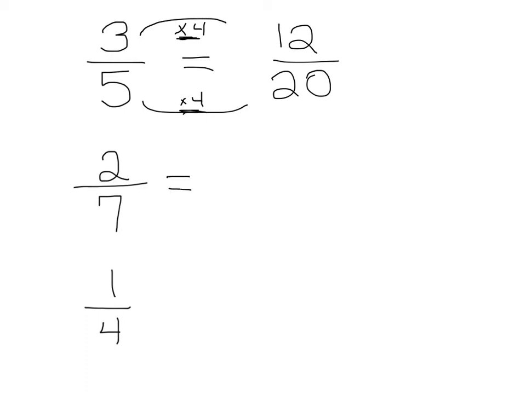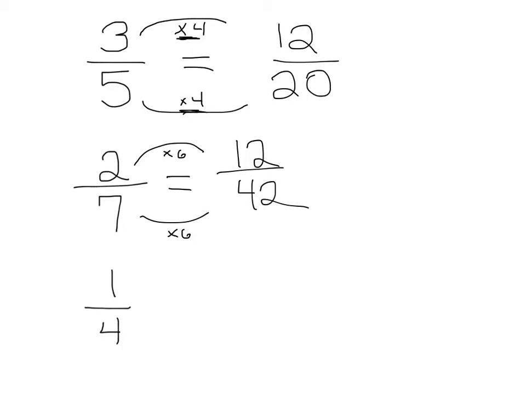If I wanted to make a fraction that's equivalent to 2/7, I just multiply the numerator and denominator times the same number. How about 6? I'm going to multiply the numerator and denominator times 6. 2 times 6 is 12. 7 times 6 is 42. 2/7 is equal or equivalent to 12/42.